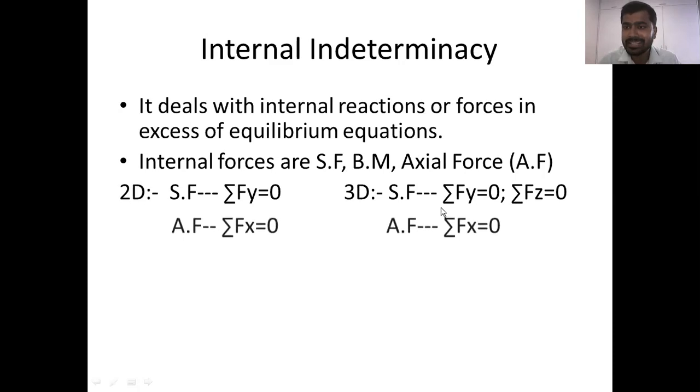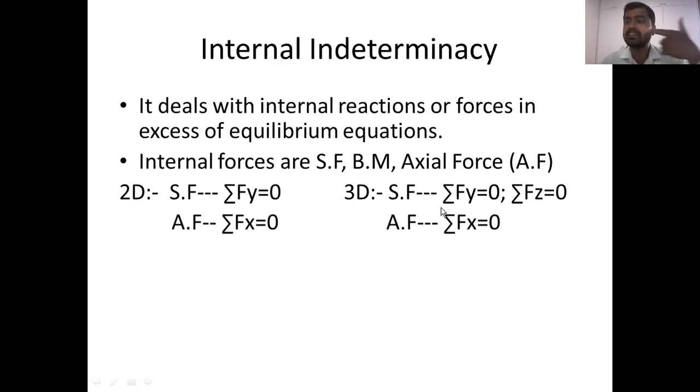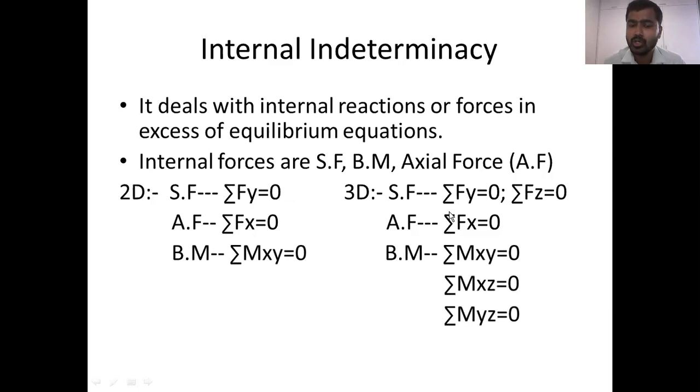Similarly, the axial force is nothing but in our y direction. Even for a 3D structure, we have only one direction. But when you talk about bending in 2D, we have only one bending moment, which is mxy equal to 0. But when you come to a 3D frame, we have three moments: one moment in the xy direction, the other in the xz direction, the last in the yz direction.